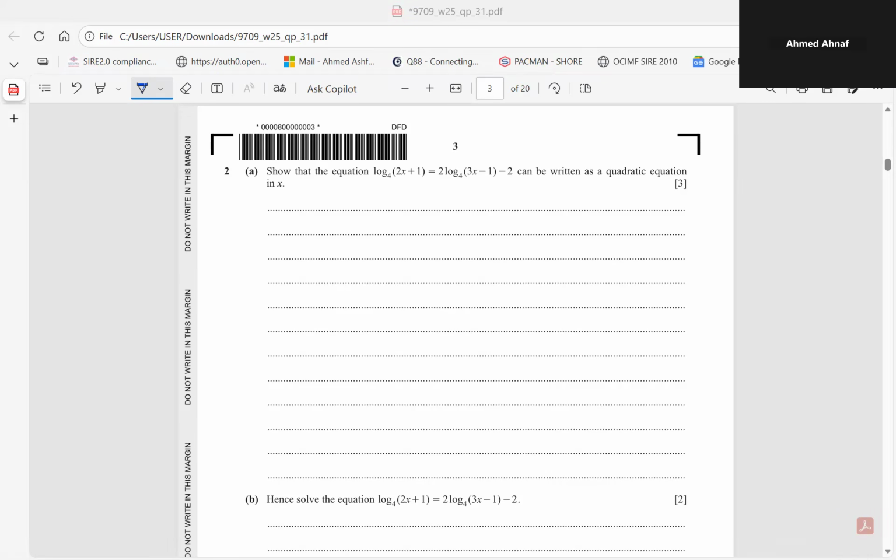Okay, so for this second question, for the first part, we need to show that this logarithmic equation can be written as a quadratic equation in x. So it has to be in the form ax squared plus bx plus c equals 0. In order to do this question, we're going to first simplify whatever we can. So let's just copy it down first, and then we'll get to simplifying.